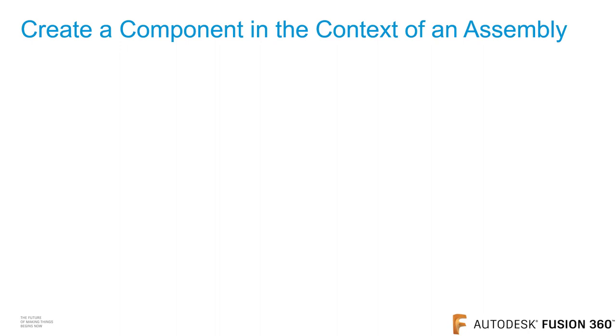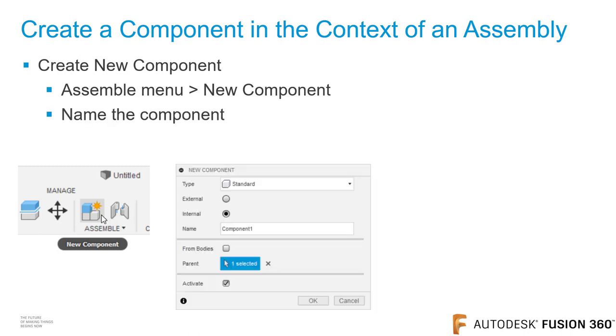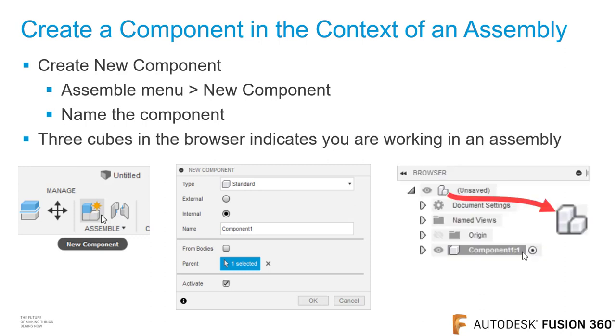You can also create a component in the context of the assembly. To create a new component in the context of the assembly, from the Assemble menu, click New Component. In the dialog box, you can change the name of the component. At the top of the browser, notice that you now have 3 cubes. Those 3 cubes represent that you are now working in an assembly.